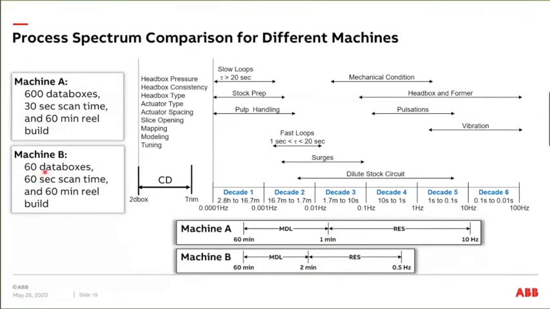The key is that for VPA, at least in the ABB QCS, you can map the VPA calculation to something less than the 600 data boxes. So if you're not sure how your VPA data is being calculated, I would recommend that you go figure that out.